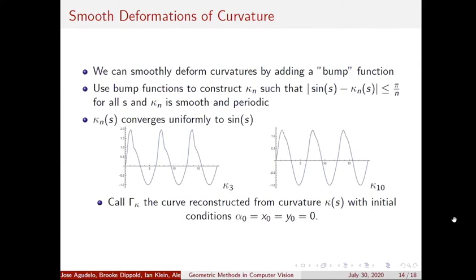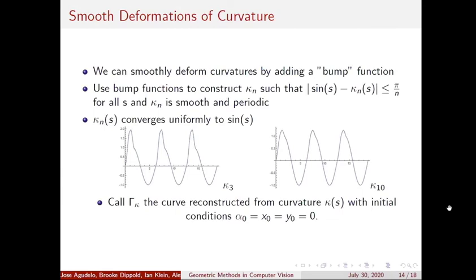Some properties of this particular kappa sub n that we've constructed: it's smooth, periodic, and it converges uniformly to sine of s. Since kappa n is a periodic curvature, and so is sine, the signatures will be closed, meaning they'll loop. Right, so that's important later on. So here are some examples of kappa n. We have kappa 3 on the left and kappa 10 on the right. You can see that as n increases, kappa n gets closer to sine.